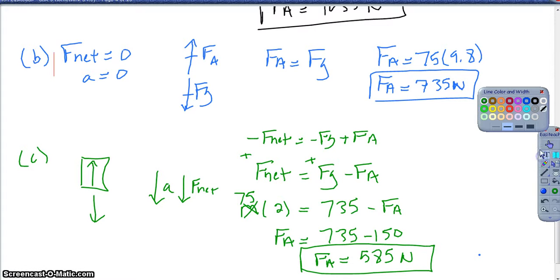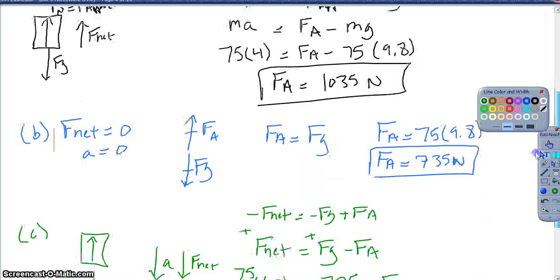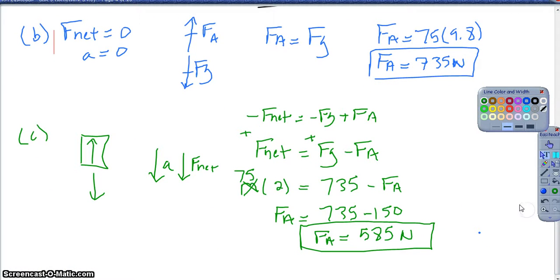Okay, so make sure you're comfortable interpreting the graph to help us find the acceleration, because once you have the acceleration, it's the exact same problem we've done a few times in the past, and hopefully it's not too bad. But again, if you have any questions over this, come find me so I can help you out.